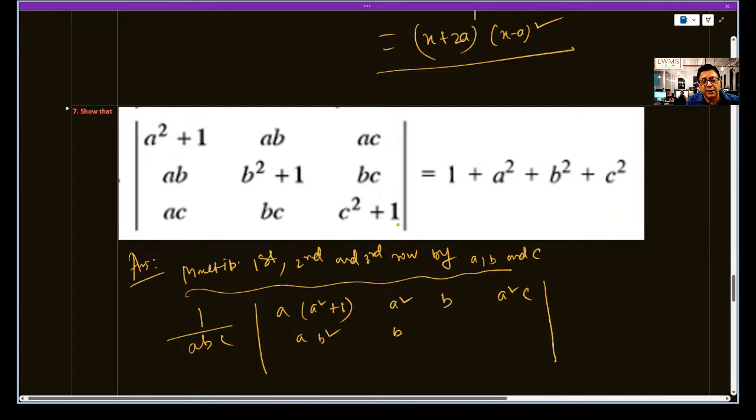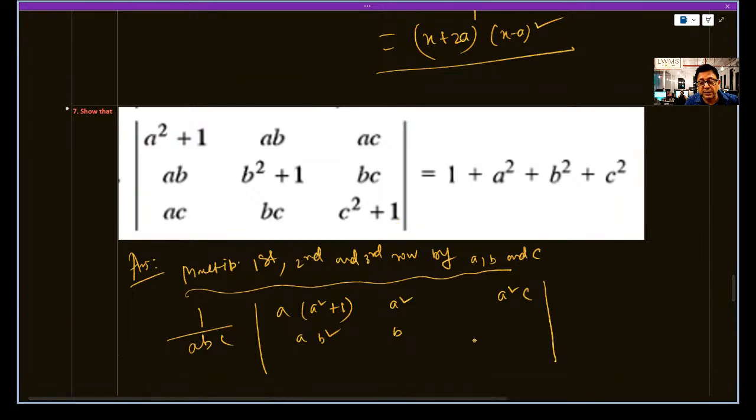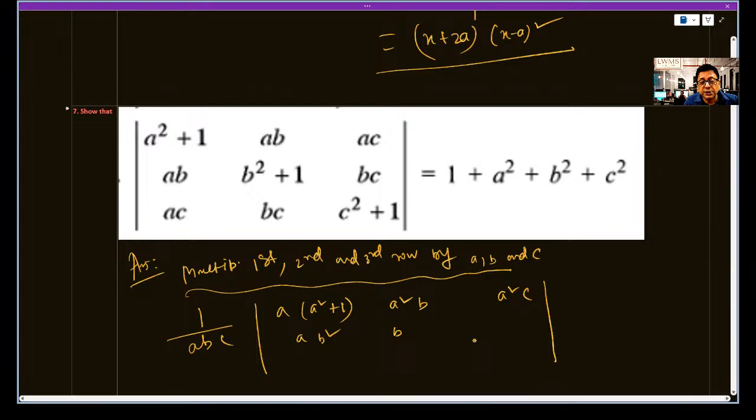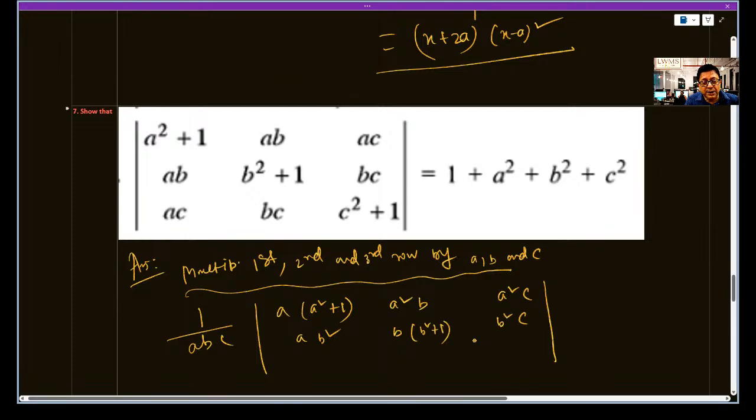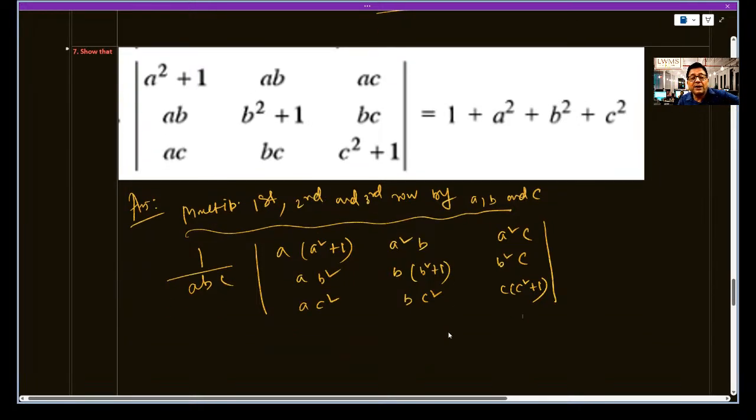AB square. This is A square into B, please. This is B into B square plus 1, and this one is... okay. Why have I done this? Because row wise I have multiplied. Now I will be taking common column wise. Multiplying first, second and third row by ABC, that's why I kept it outside.